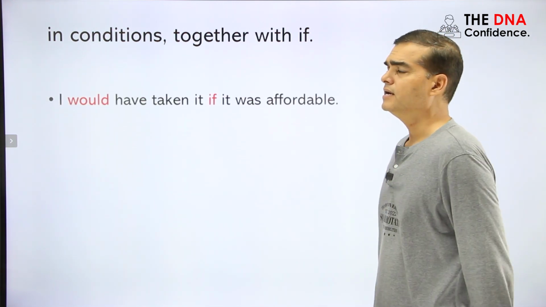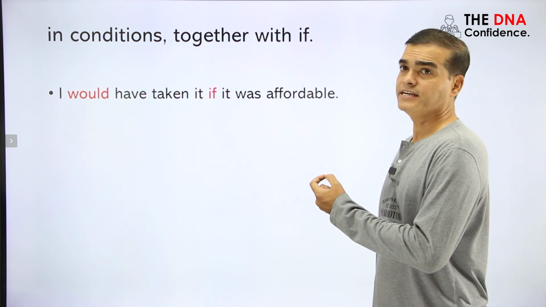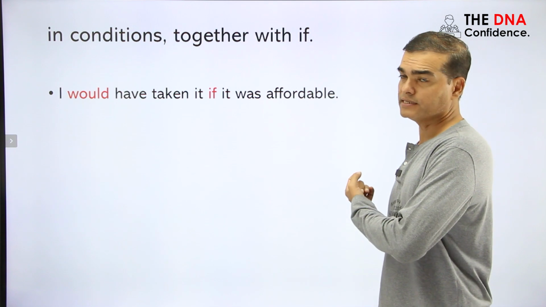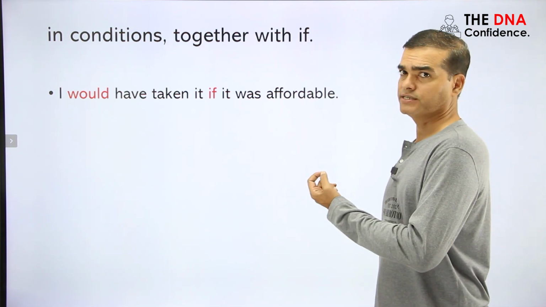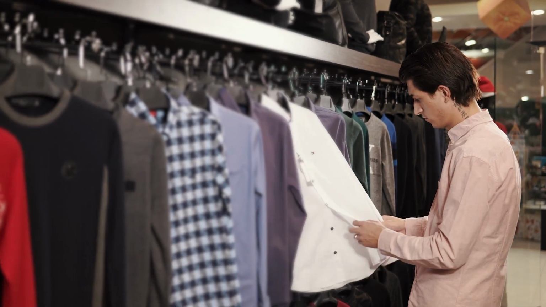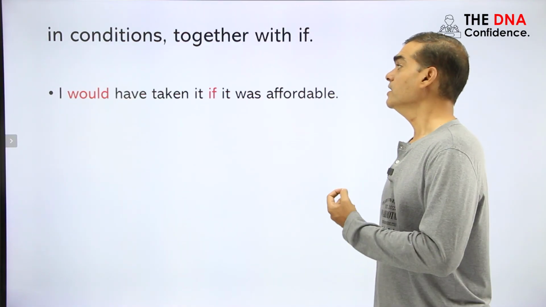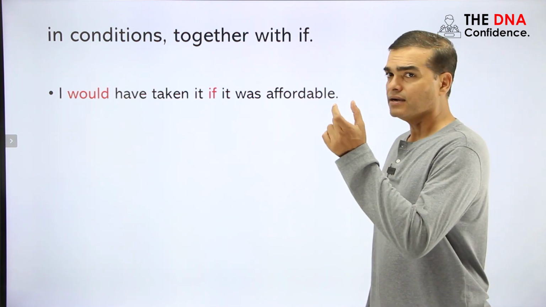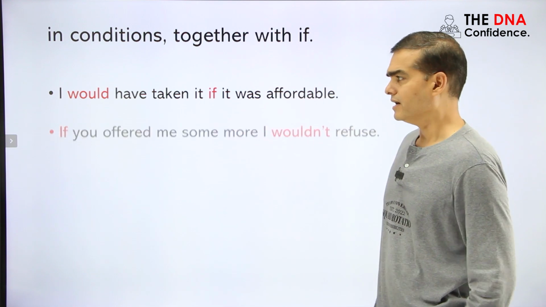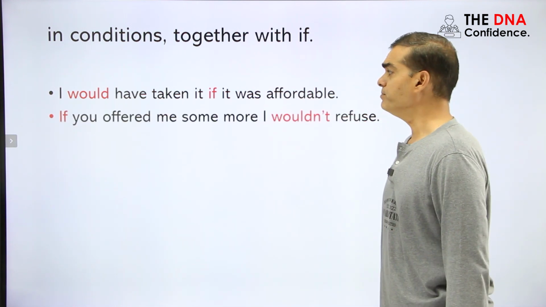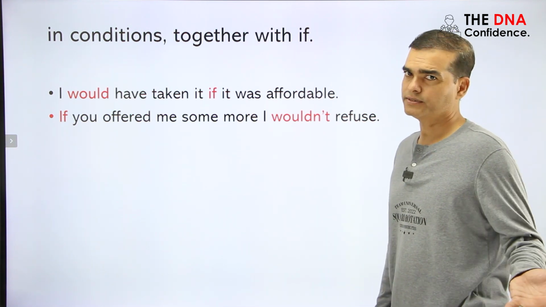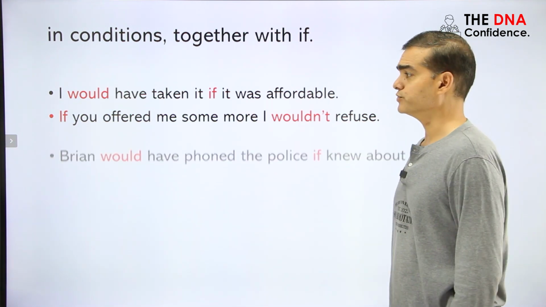For example, I'd have taken it if it was not expensive or if it was affordable. I would have purchased it. I would have taken it if it was not expensive, if it was affordable. Okay? You getting it? So, if it is there, would and if it is used. Like, if you offered me some more, I wouldn't refuse. Wouldn't means I would not refuse. Simple it is. So, in this condition, it is used.